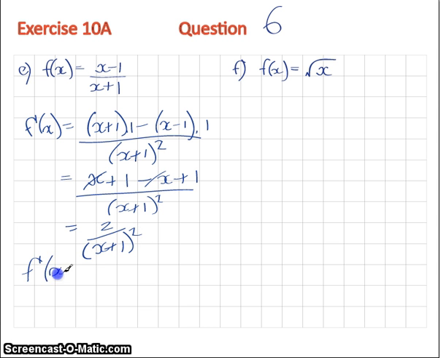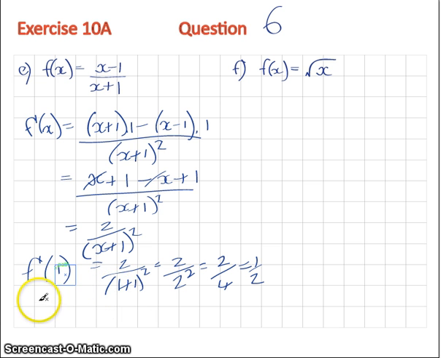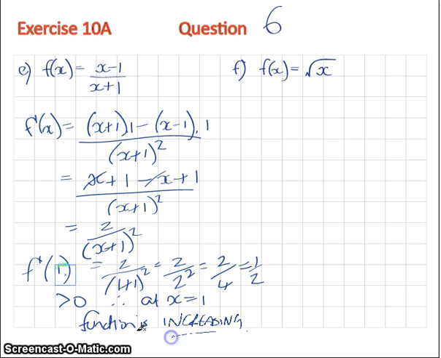I evaluate that at the point where x equals 1. And what I find is that gives me 2 over 1 plus 1 squared, which is 2 over 2 squared, which is 2 over 4, which is a half. The actual value doesn't matter. What we really want to know is is it positive or negative. We can see here that this is definitely positive. Therefore, at the point where x equals 1, this function is increasing, connecting it to the gradient where it was positive.